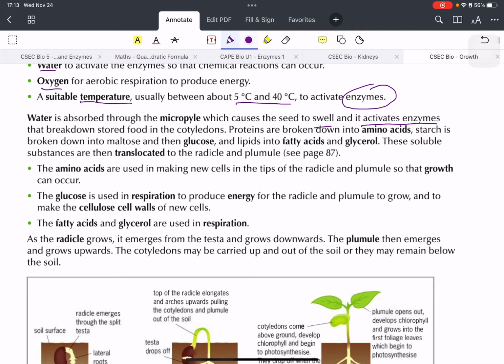The enzymes now will begin to act on the stored proteins, carbohydrates, and lipids in the seed, and this would cause respiration to occur and really kickstart the growth of the plant. So the enzymes will begin to break down all of the complex substances into things like glucose and fatty acids that we could use. Well, not we, but the plant could use to survive for a while.